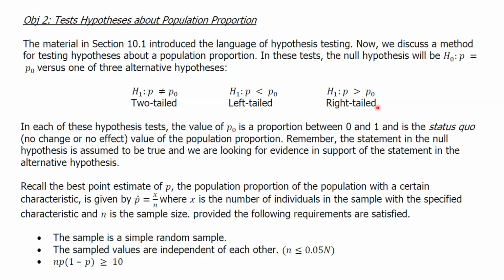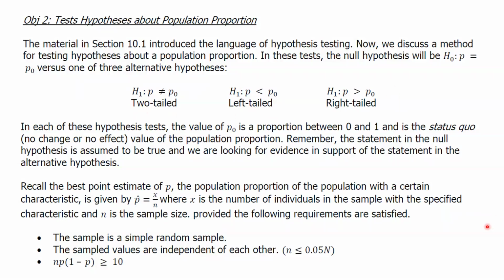Okay. What this means is that p is the true unknown population proportion, and p naught is the claimed value or the specific number in the null hypothesis. And we're testing if the true proportion equals, is less than, or is greater than the claimed value. So one of these 3.